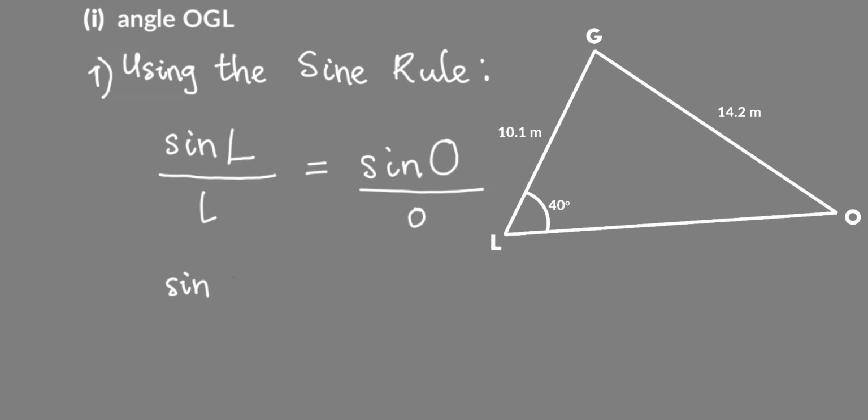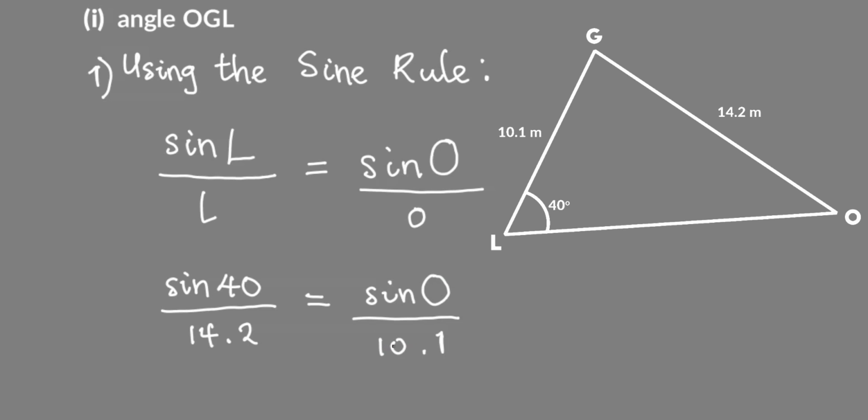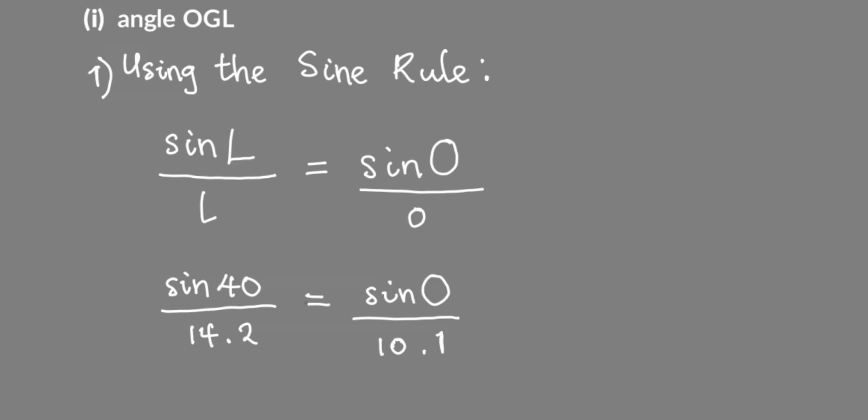At L, we've got the angle 40. And the side opposite 40 degrees is 14.2. Then we've got sine O here. The side opposite to the angle at O is 10.1. Then we can cross multiply since we put fractions on both sides and then see where we get.